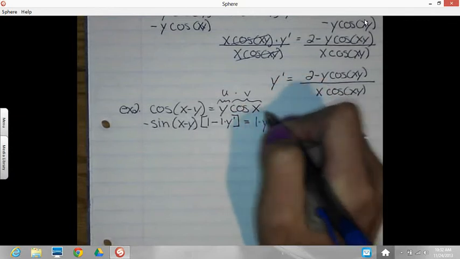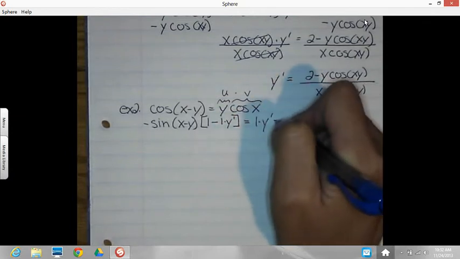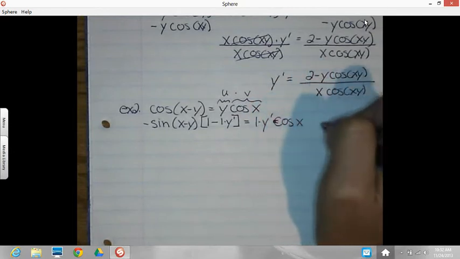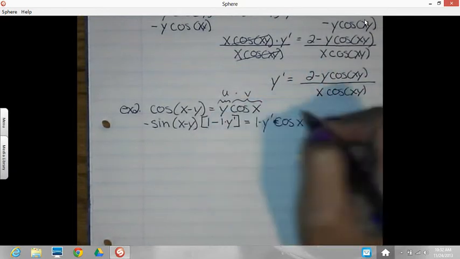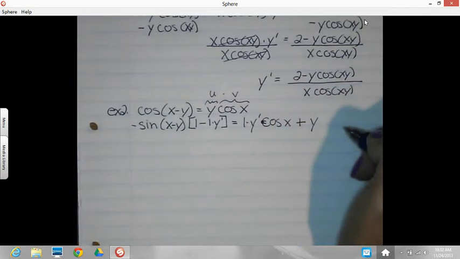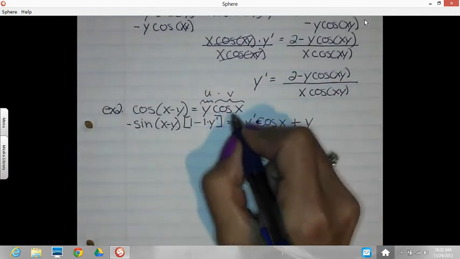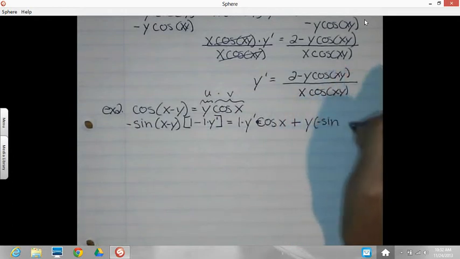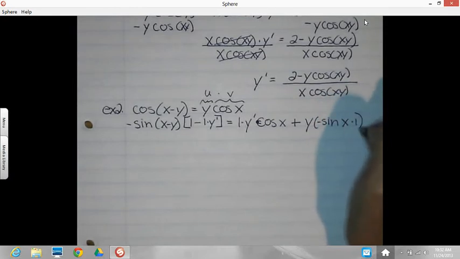Times, oops, not equals, times the second term, cosine x, plus, keep the first term, times the derivative of the second. Derivative of cosine is a negative sine of x, and then the derivative of x is 1. Not that I need that one because it's being multiplied.